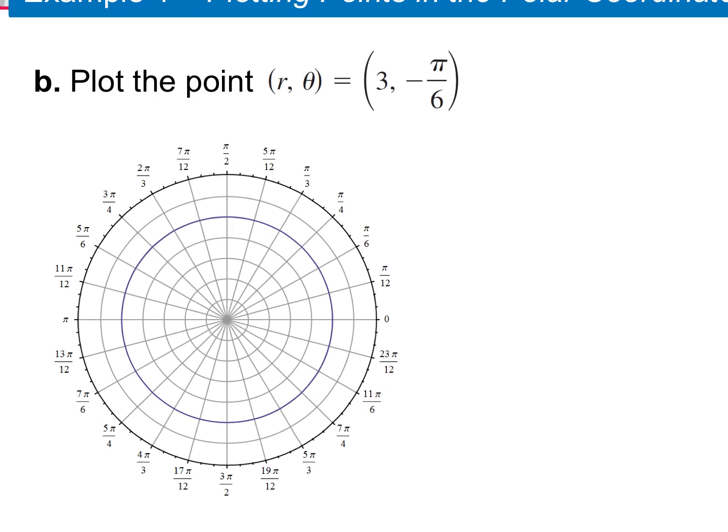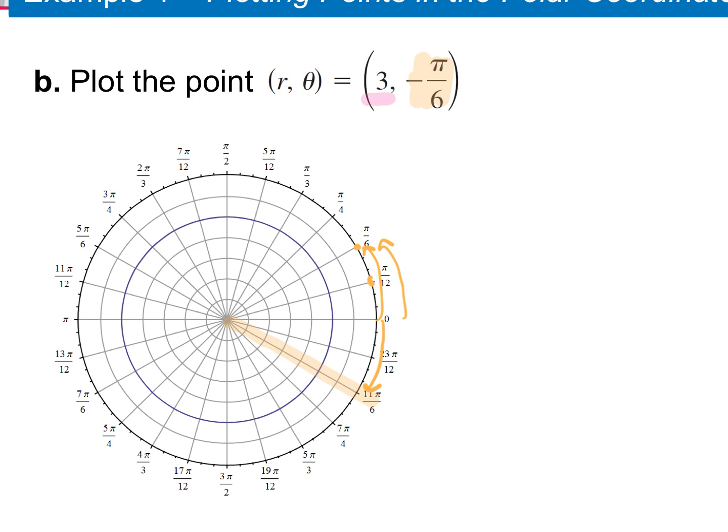So for B, we want to plot the point 3 comma negative pi over 6. So starting with negative pi over 6, we always want to start with the angle and figure out where that is. Since it's negative, we're going to start by going down. You can either convert this into the positive coterminal angle and find out where it is, or if you want to see how far we go in the positive direction, pi over 6, we would go 1, 2, so we'd go around 2 up, so we'd have to go in the negative direction 2, so we'd go down 2. So we would end up here. So this would be where negative pi over 6 is.